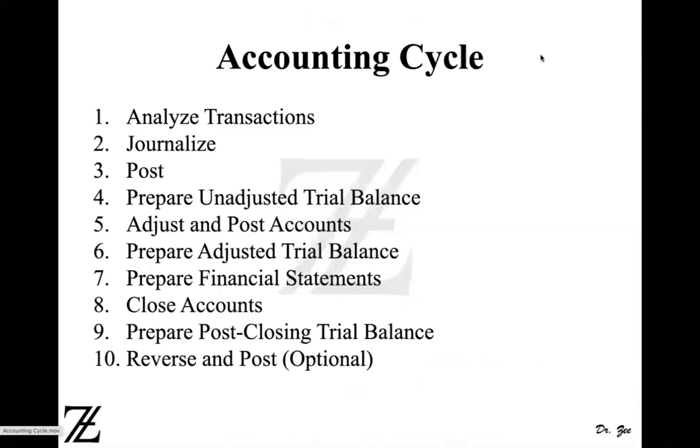So there are 10 steps in the accounting cycle. We start with analyzing transactions and journalize, post them, and prepare an unadjusted trial balance, adjust and post accounts, then prepare an adjusted trial balance, prepare financial statements with that information, close accounts, prepare a post-closing trial balance, and the 10th option is optional. If we have any reversing entries, we reverse and post them.